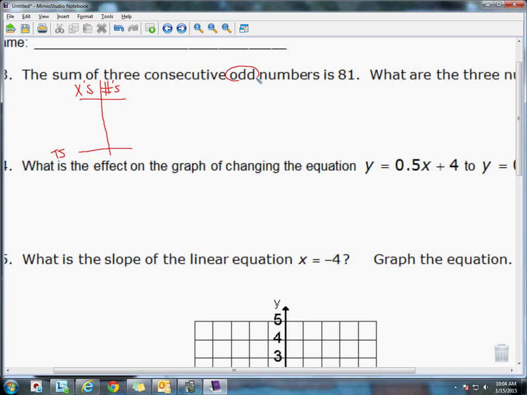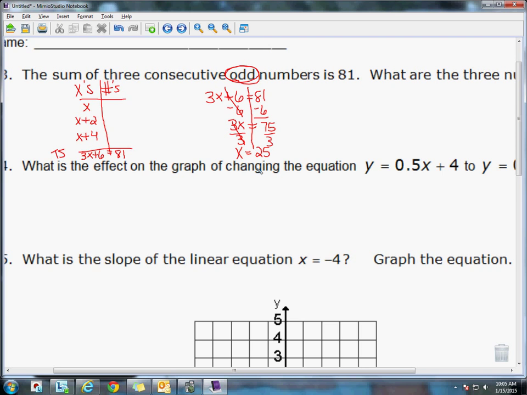Remember your keyword is odd. The form that we use is x, x plus 2, x plus 4. So we have 3x plus 6. The sum of those numbers is 81. Remember your total sum goes down here at the bottom. So I have the equation 3x plus 6 is equal to 81. We're going to subtract 6 from both sides. That crosses out. We have 3x is equal to 81 minus 6, 75. Divide both sides by 3.